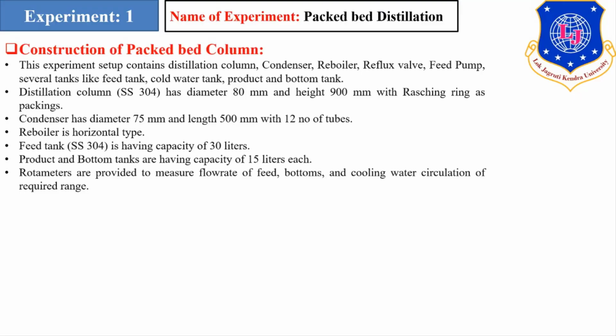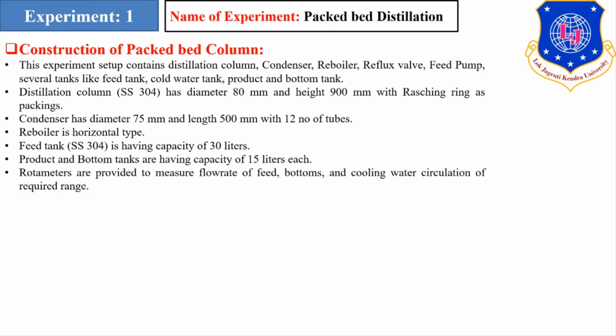Now the construction of the packed bed column. The experimental setup will contain different units like a distillation column, condenser, reboiler, reflux valve, feed pump, and several tanks like the feed tank, cold water tank, product and bottom tanks.